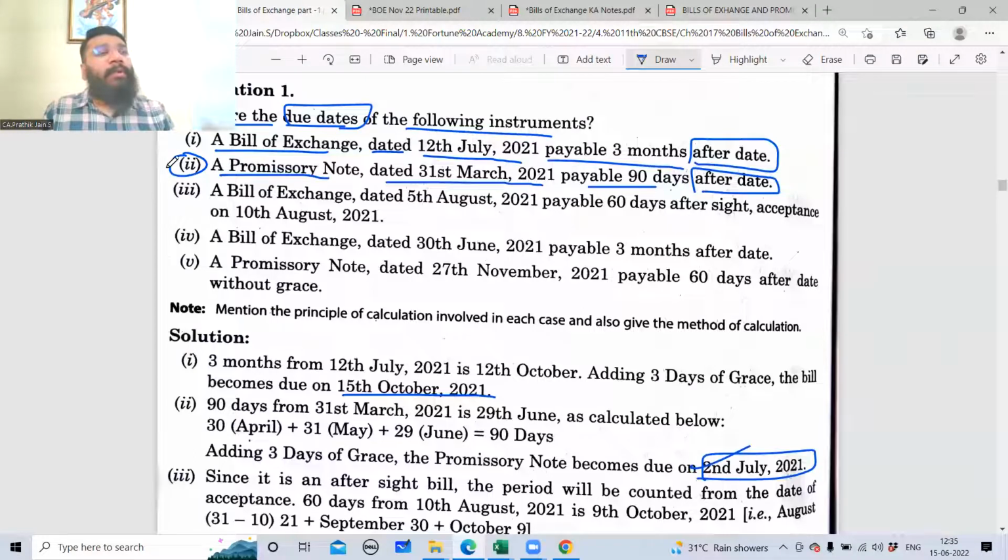Mark it as important, because whenever it is monthly calculation, it is easy. Days can be a little bit confusing. So you need to do more practice.